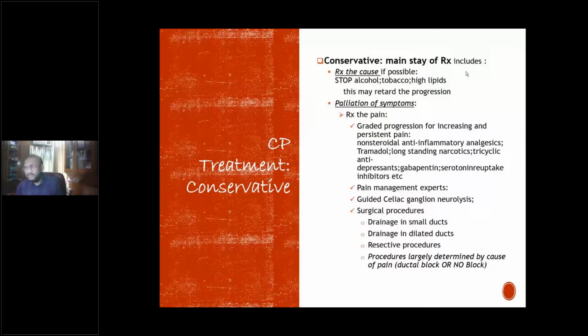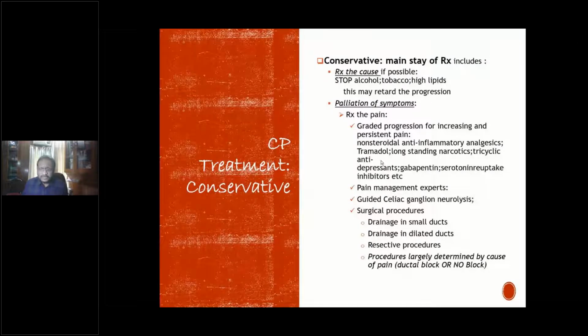But the most important part of management is palliation of the symptom. And which symptom is the most important? Remember, I told you 90% of these patients are presenting with chronic pain. So treat the pain. And how do you treat the pain? Initially with drugs, in the form of graded progression for increasing and persistent pain. You proceed from non-steroidal anti-inflammatory to steroidal to narcotics. So you have a long-standing narcotic, and tricyclic antidepressants may also be required. Gabapentin is also given and serotonin reuptake inhibitors also required in a number of patients, right?